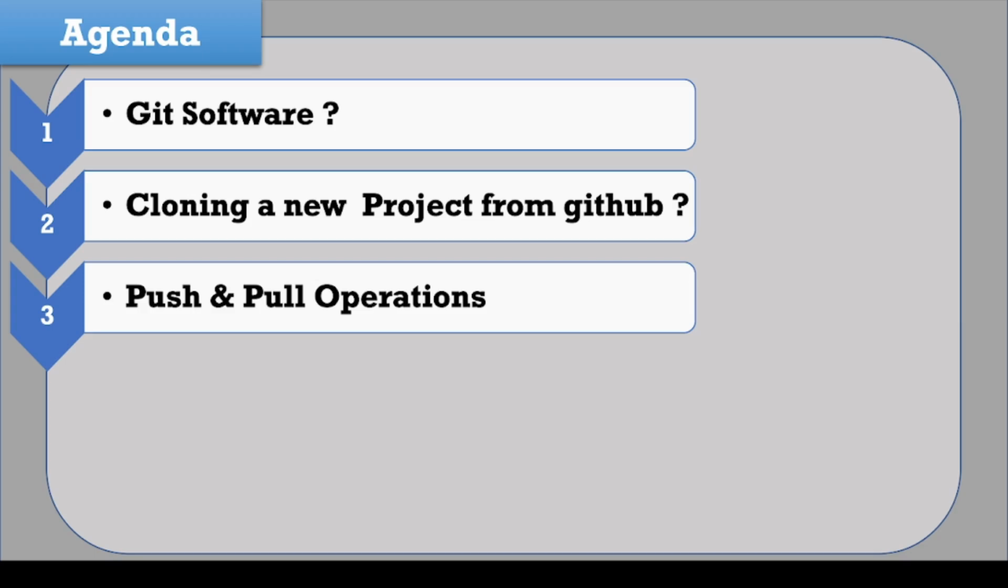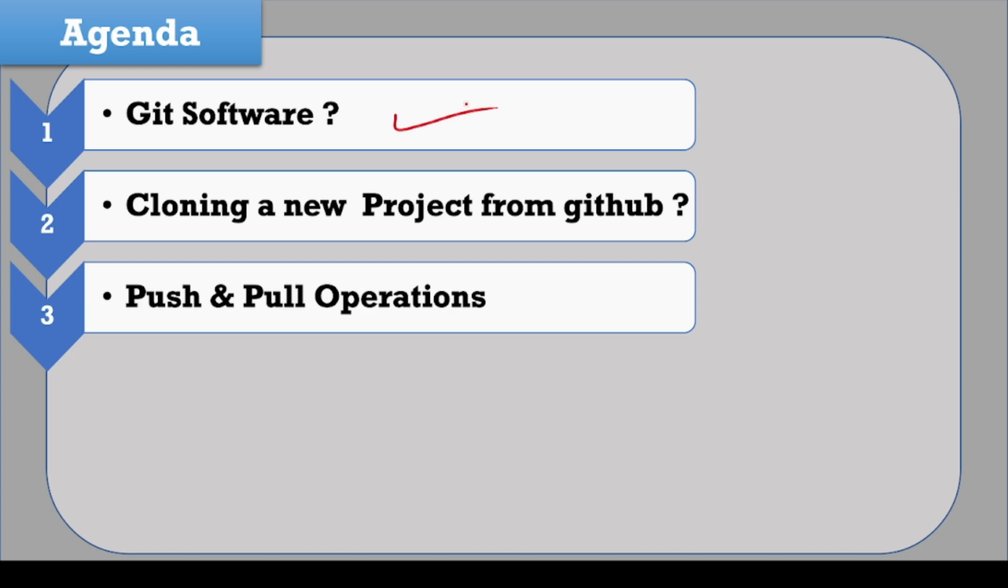In this video, we will learn about Git software. In the previous video, we learned what Git software is and what it is used for. But in this video, we will download this Git software from the internet and see how we can download it.